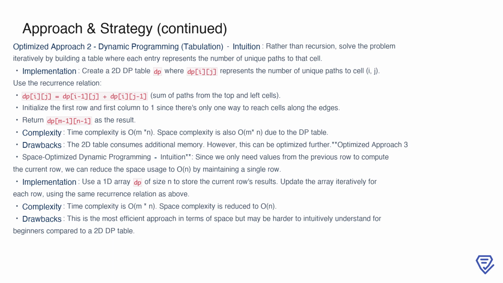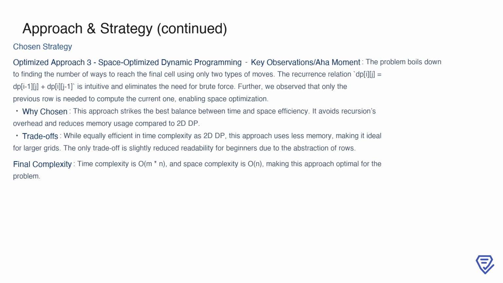By observing that we only need values from the previous row to compute the current row, we can further optimize the space complexity. Using a 1D array to store just the current row's results allows us to maintain the same recurrence relation while reducing the space complexity to O(n). This space-optimized dynamic programming approach is ideal for handling larger grids efficiently. Among the approaches we've discussed, the space-optimized dynamic programming method stands out as the most efficient solution for this problem.